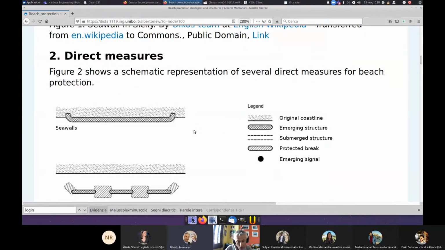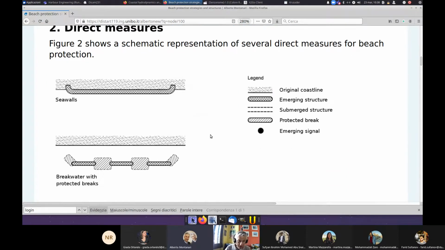Now let me show you a schematic representation of several direct measures for beach protection. And look at the legend here. So you have the original coastline. In the legend, it's the harbour symbol. And then you have the emerging structure. You see how they are identified. The submerged structures with the dashed lines. And with the symbol that I am now pointing with the mouse, you have the protected breaks.